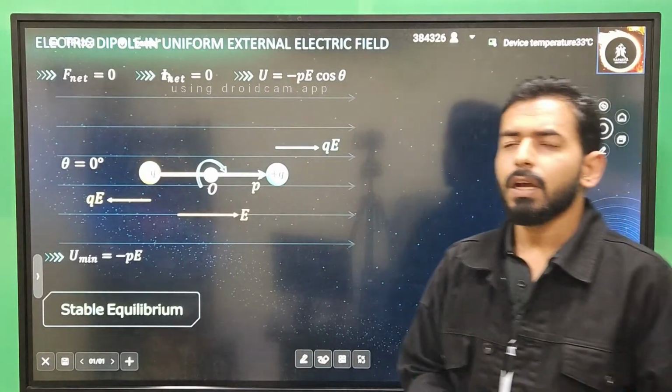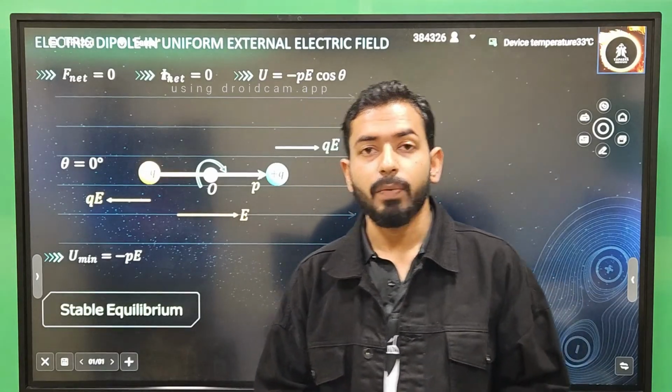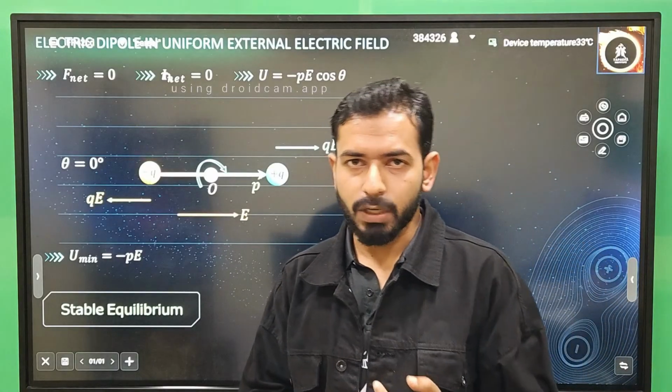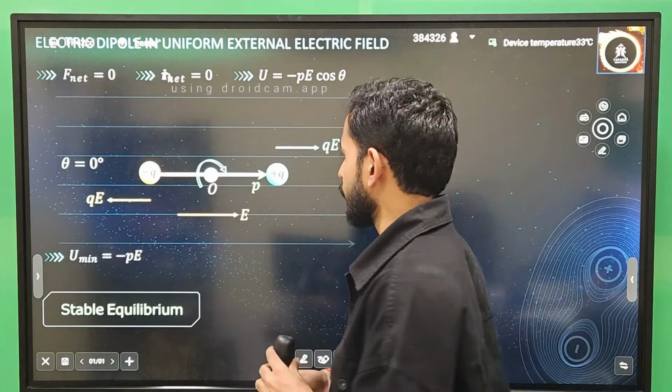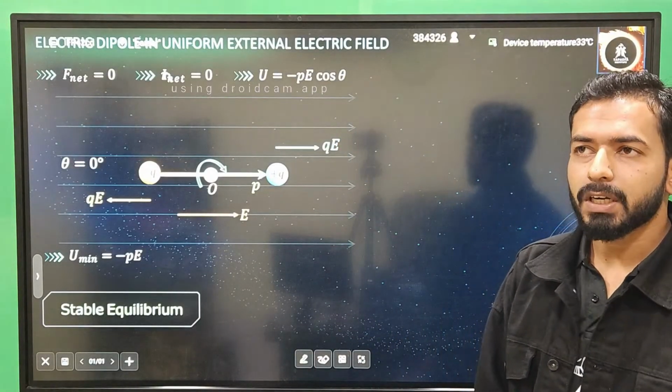What is equilibrium? In Coulomb's law also I have told you about a variation of equilibrium. How many types of equilibrium did I tell you there? Stable equilibrium, unstable equilibrium and neutral equilibrium. So here, firstly, we want to understand stable equilibrium and the property of stable equilibrium.